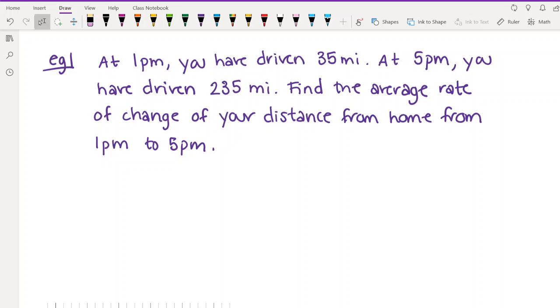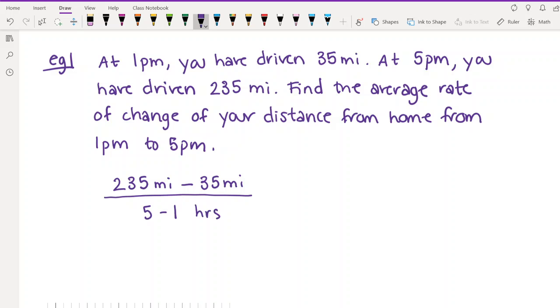Okay, so just like above, we would want to figure out what's the change in the distance. That's our quantity, and we'd want to divide it by the change in time. So in this case, the change in distance we could do by doing 235 miles minus 35 miles, right? That would tell us how much our distance has changed. And then we can divide that by the amount of time. And in this case, we actually can subtract, right? We can say 5 minus 1 hours, or you could just do it in your head. And so what would we get? We would get 200 miles in the numerator, and we would get 4 hours in the denominator.